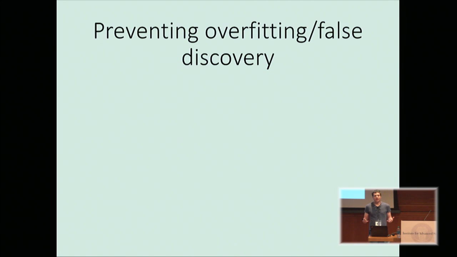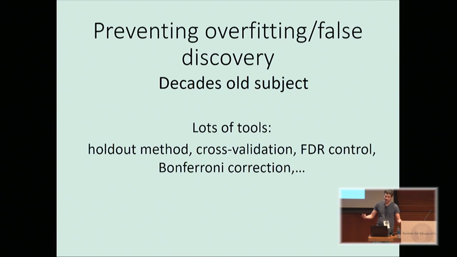So what I want to talk about is the problem that is known in the empirical sciences literature as the problem of false discovery, and in the machine learning literature as overfitting. These are two sides of the same coin. This is not a new topic. People have been studying how to prevent overfitting and false discovery for decades. Let me name a couple of methods you might have heard of that are aimed at exactly this problem.